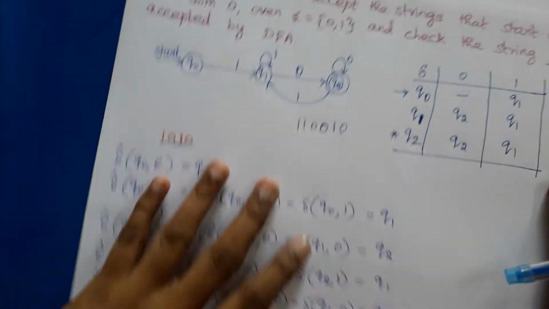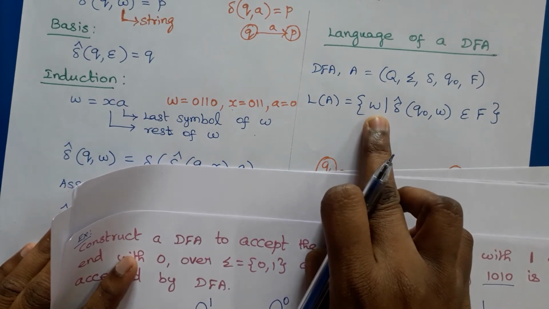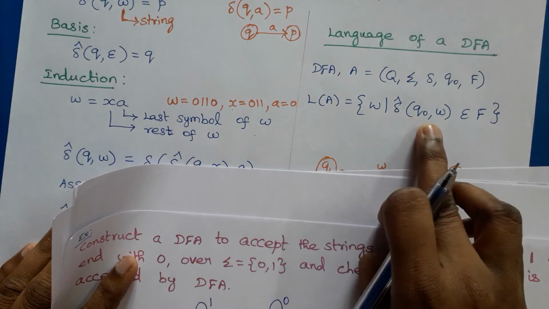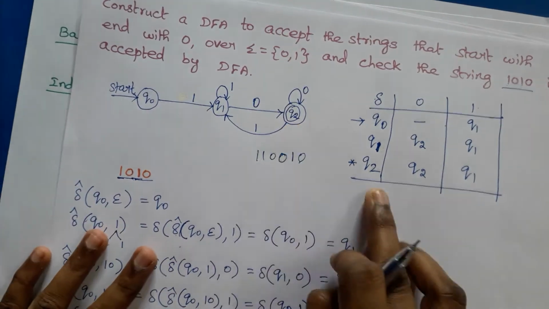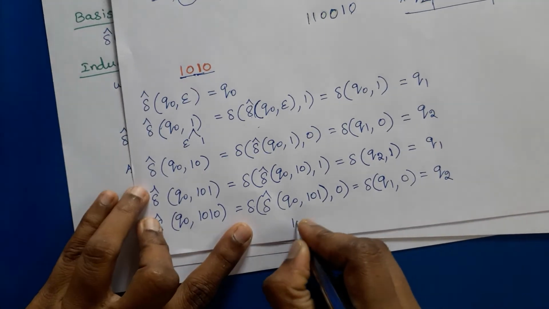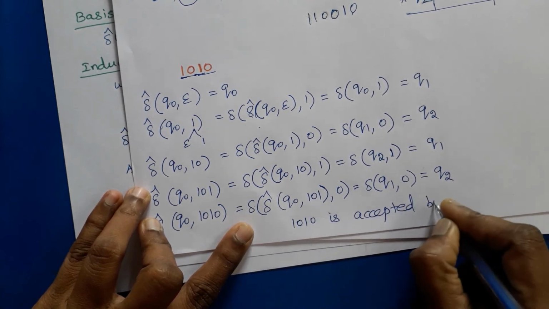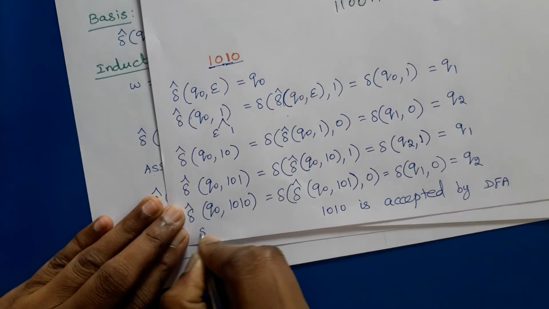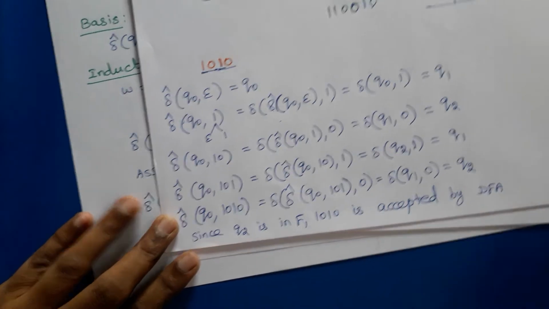So if you want to check whether the string is accepted or not, we need to refer to the language definition. What is the definition for language? The w belongs to L of A if delta cap of q0 comma w is in F. So delta cap of q0 comma w is q2. Since q2 is a final state, that is, it belongs to the final state set F, we can say that 1 0 1 0 is accepted by our DFA.